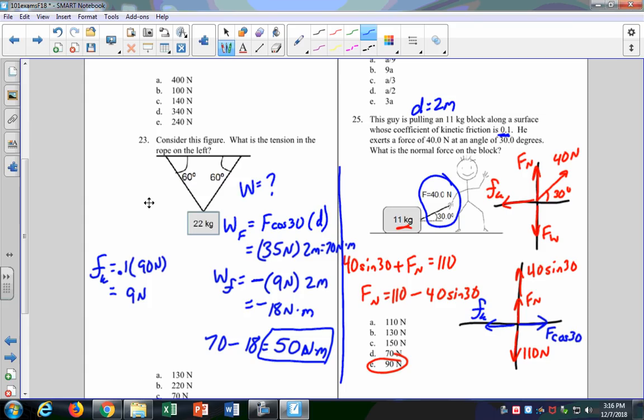The work done by friction, oh, I'm sorry, I miswrote this. It should be WF. Oh, no, I'm sorry. That was right. The work done by friction is right here. It's just the frictional force, which is 9 newtons, right there times the displacement, the distance that it travels.